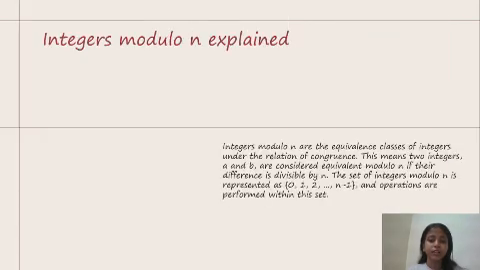Integers modulo n are the equivalence classes of integers under the relation of congruence. This means two integers a and b are considered equivalent modulo n if their difference is divisible by n. The set of integers modulo n is represented as 0 till n minus 1, and operations are performed within this set.